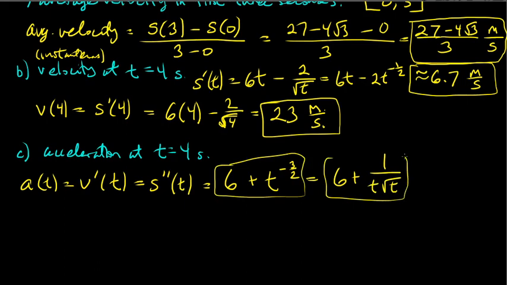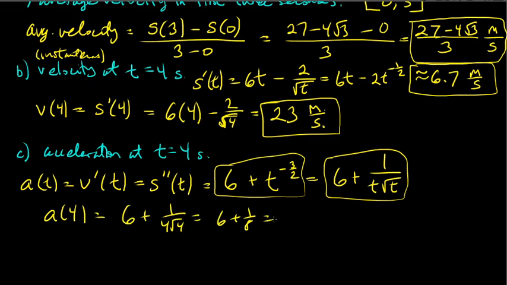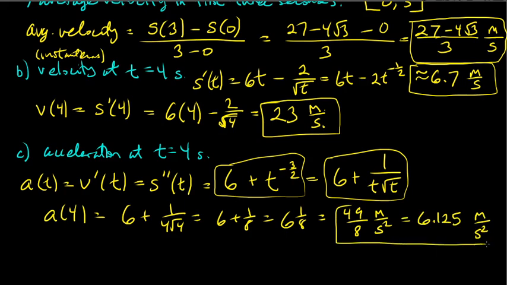Either way. Oh, and then plug in 4, of course. So 6 plus 1 over 4 root 4 is 6 plus 1 over 8. So 6 and 1/8, or better yet, 49 over 8. And this will be in meters per second squared. Or if you prefer, 6.125 meters per second squared.